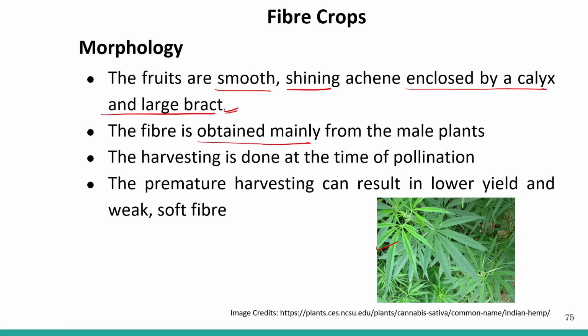Fiber is obtained mainly from the male plant. This is very, very important. It is obtained mainly from the male plant, not from the female. The harvesting is done at the time of pollination. Premature harvesting can result in lower yield and weak soft fiber. In the examination, it can be asked: from Cannabis sativa, we can obtain fibers from the first, male plant; second, female plant; third, both male and female plant; and D, none. Your answer must be male plant. This thing you must remember.